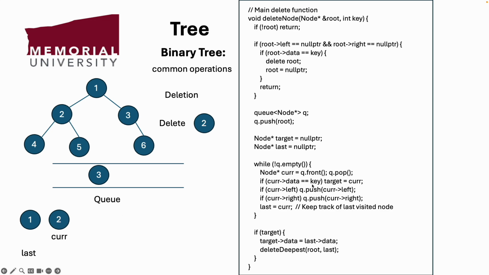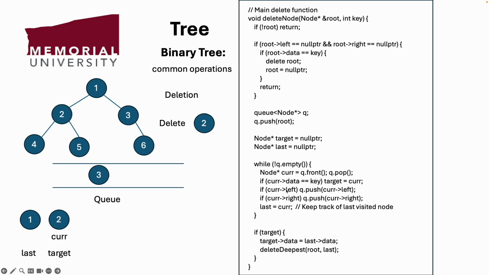Okay, now let's check whether current data equals the key value or not. Current data is 2, and the key value is 2. Oh, now it's matched. So we can assign the target pointer to the current pointer, to node 2. Okay, this is good. We have the target pointer being set. This means we found the node we're going to delete. Now let's keep going.